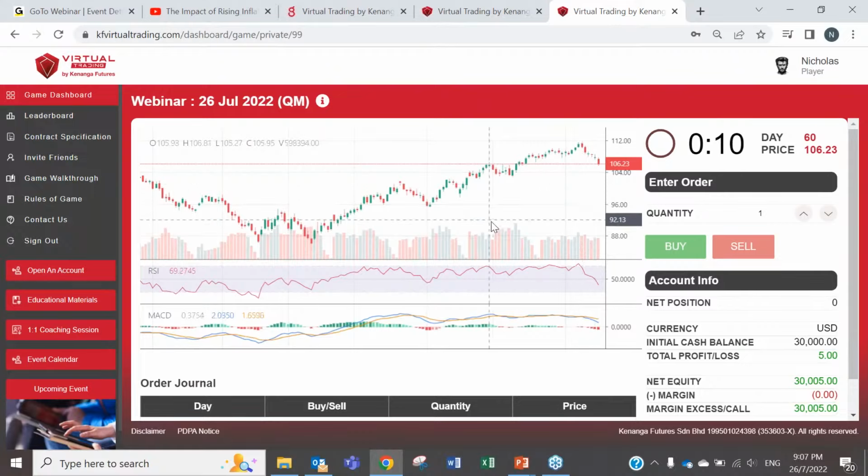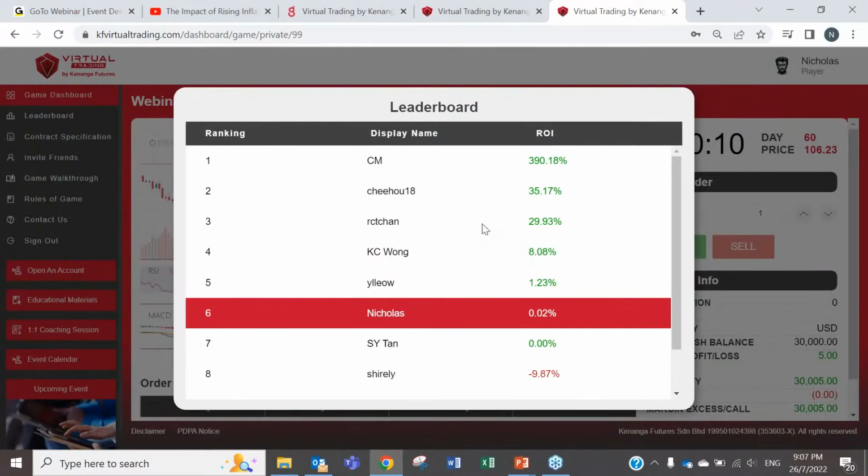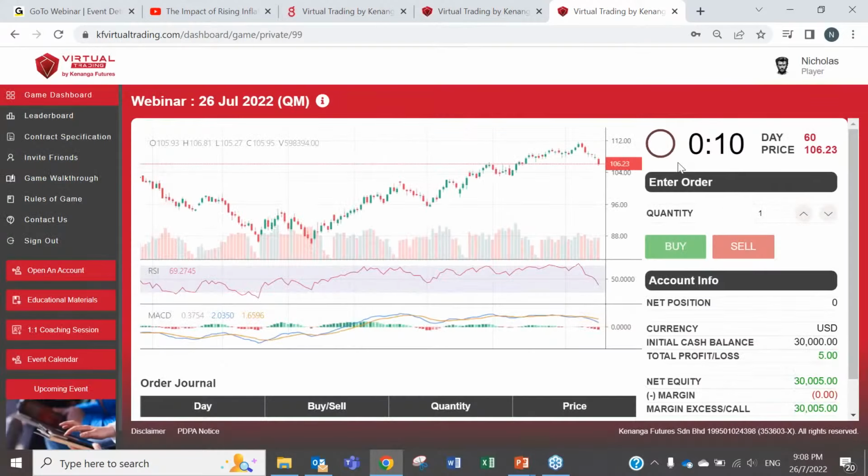So let me show you the ranking and the winners for tonight. All right, here the leaderboard is up on everyone's screen. Congrats to the top 3 winners: CM, very good in making 390% in ROI, followed by Chiho at 1835%, and RCT Chan, I suppose, at 29%. Congrats to the top 3 winners.